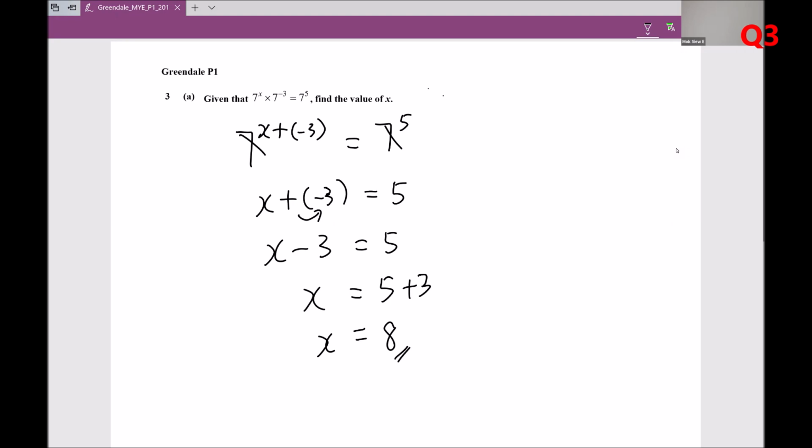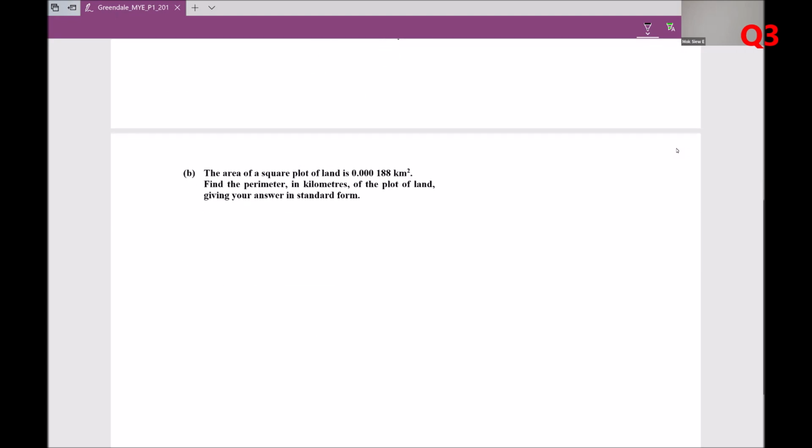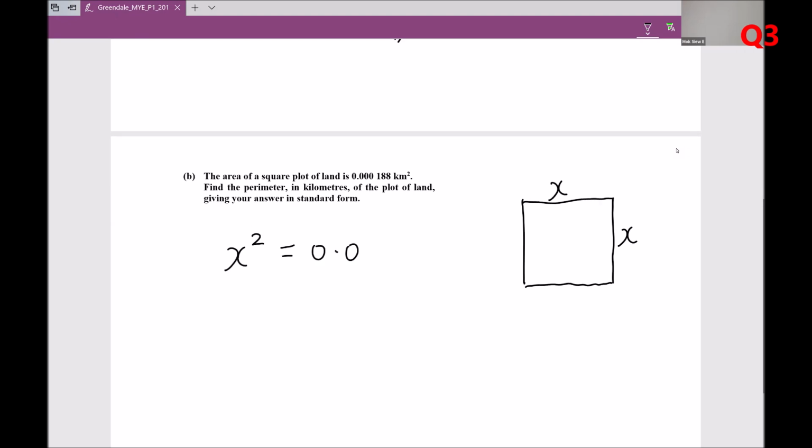In 3 part B, we need to find the perimeter of a square plot of land. We are given that this square plot of land, the area is 0.000188 kilometers square. Because we do not know the dimension of the square plot, we will just let it be x and x. Since the area is 0.000188, we can form the equation x times x, which will give you x squared, is 0.000188 kilometers square.